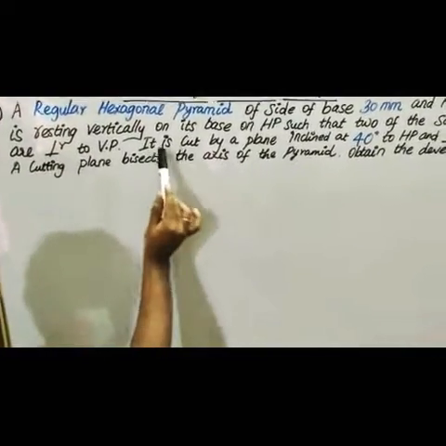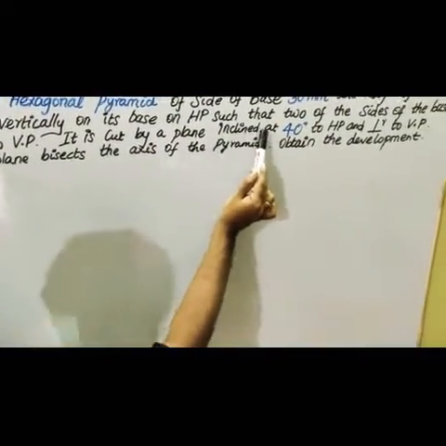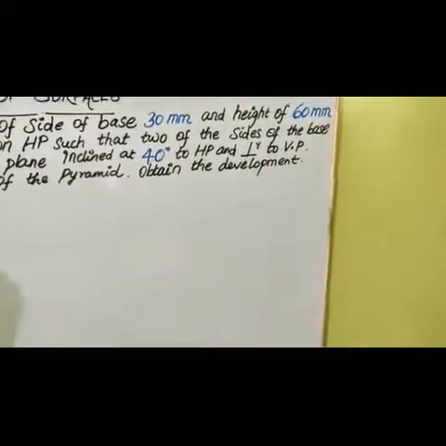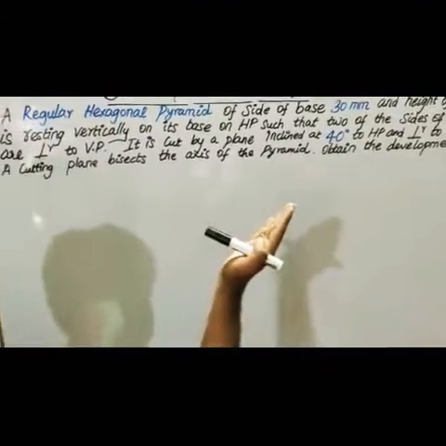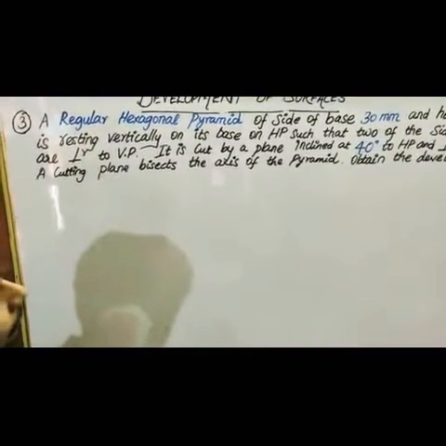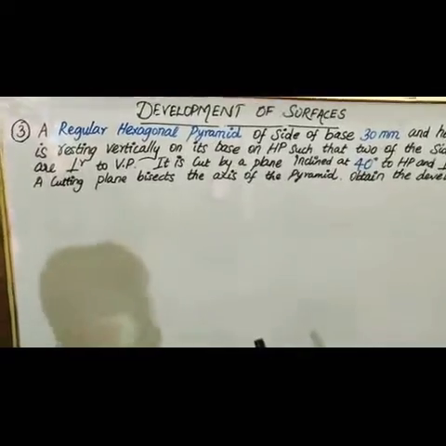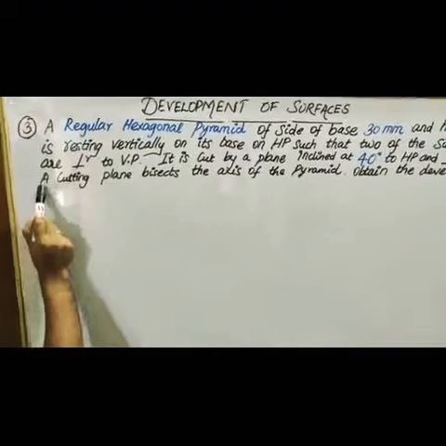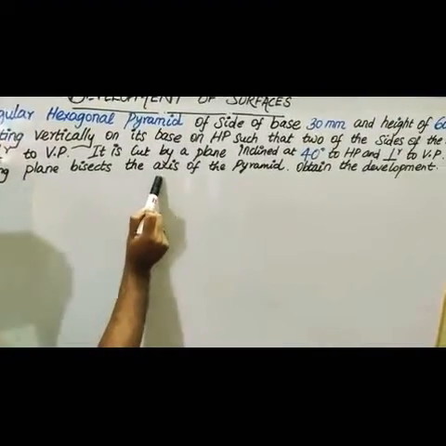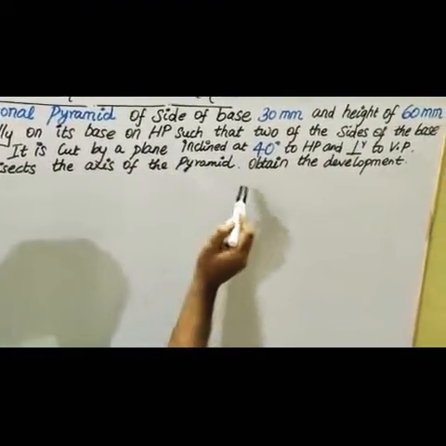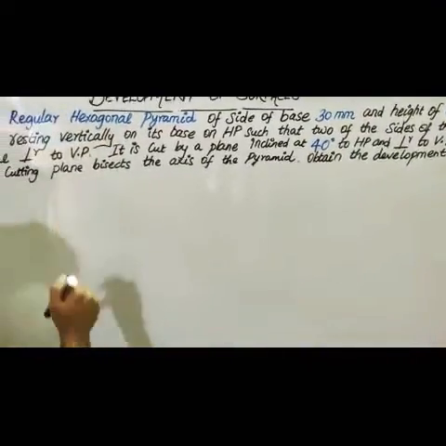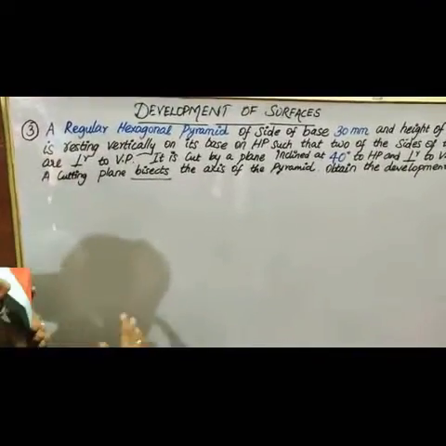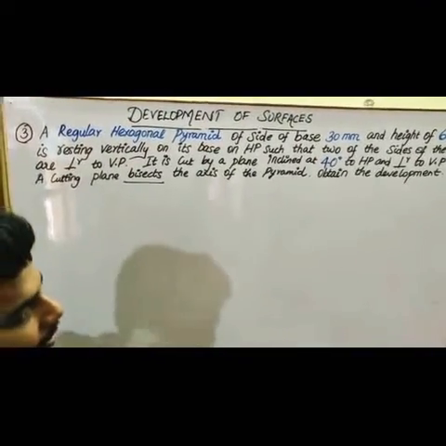And then it is cut by a plane inclined at 40 degrees to HP and perpendicular to VP. So they are going to cut by a plane which is inclined at 45 degrees to VP, 40 degrees to HP and perpendicular to VP. And one more constraint for the cutting plane is that the cutting plane bisects the axis of the pyramid. Obtain the development. So you know what we mean by bisect. Bisect is dividing into two equal parts. So dividing a line into two equal parts is called bisecting.